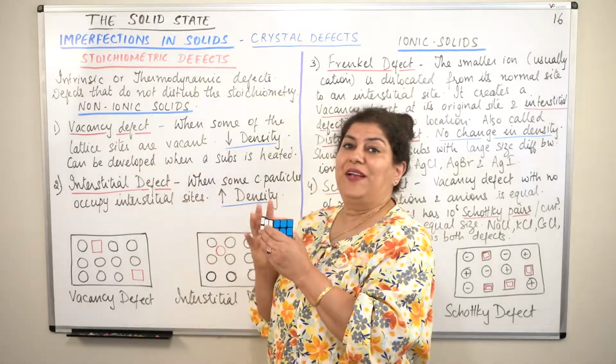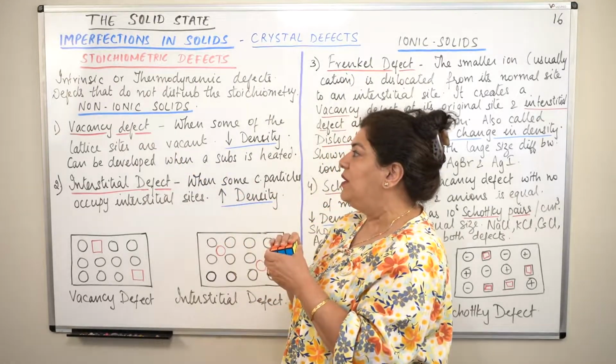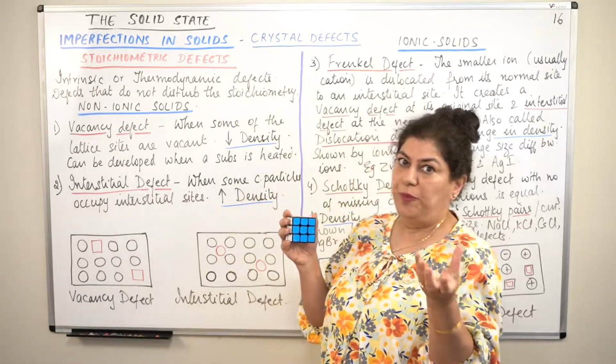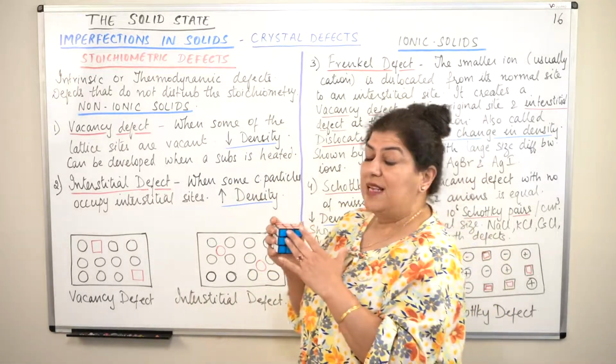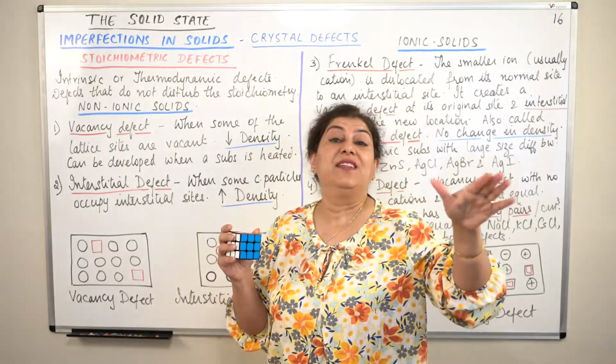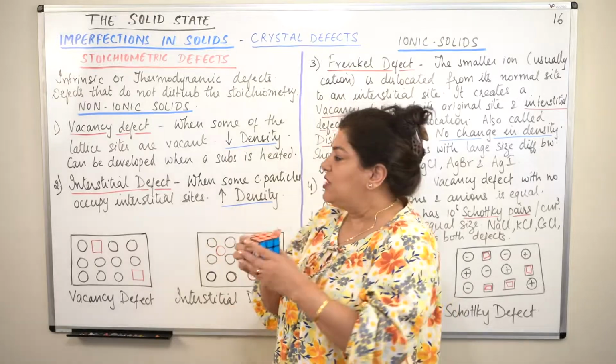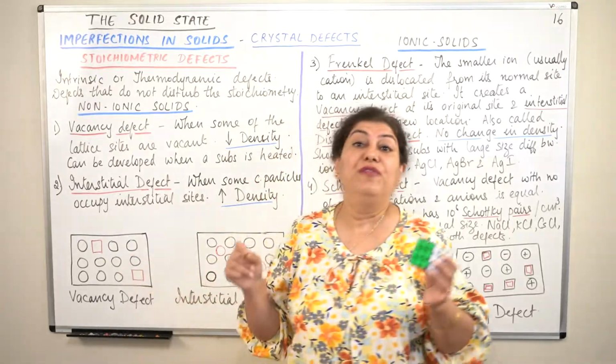In vacancy defect, what happens? Some particular lattice points, every point where there should be a particle is a lattice point. Some of the lattice points are vacant, they are empty. So when the crystal was being formed, some of the sites were not filled up.